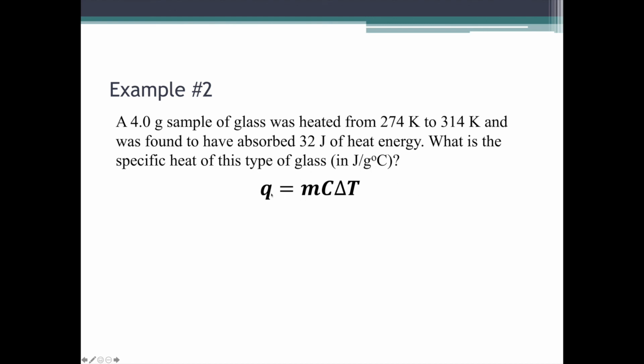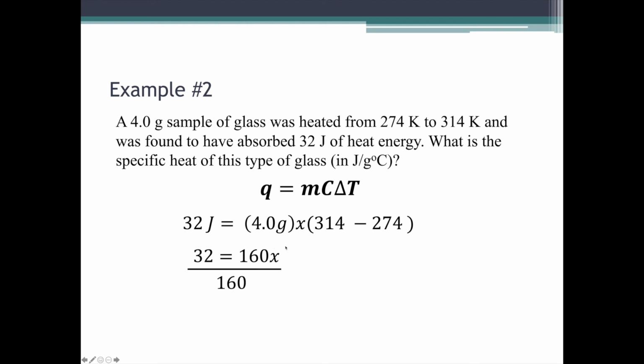So I need C, I have Q, I have mass, I'm looking for this, and I can find my delta T. So 32 joules of heat energy. Notice it says absorbed. That means this is going to stay positive. My 4 grams, I'm going to have X for C and then 314 minus 274. I'll start by solving my parentheses and multiplying by 4. I divide both sides by 160, and I find X to be 0.20 joules per gram degrees Celsius. Notice these all had 2 sig figs, so my answer has 2 sig figs.